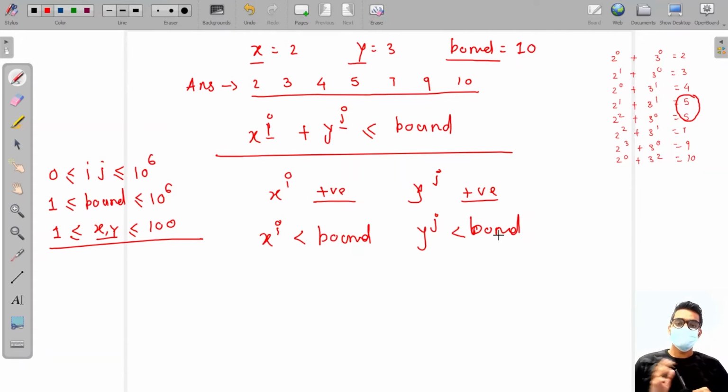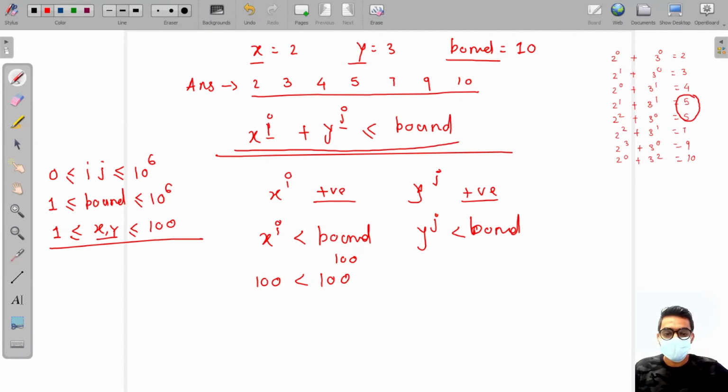Why is it not equal to? Why is x raised to i not less than or equal to bound? Why are we not using the equals operator here? Because let's say bound is 100 and this value is also 100, then 100 is not less than 100, so it is not a true value. But if both come together, then we say it is less than or equal to bound. We need to satisfy this condition.